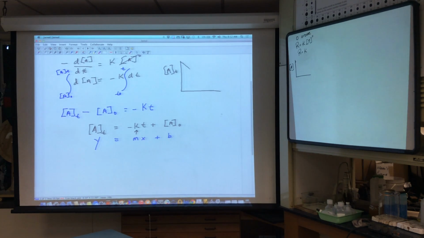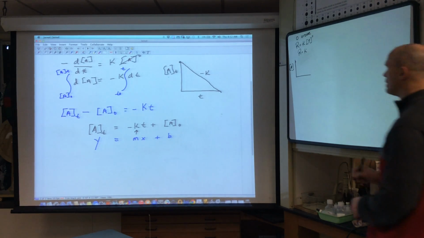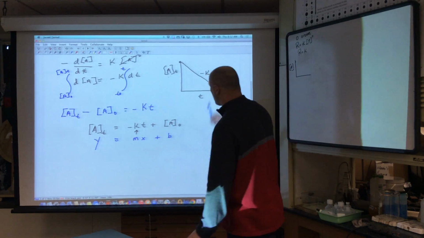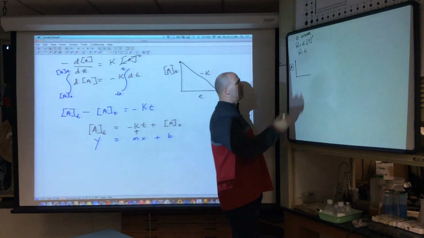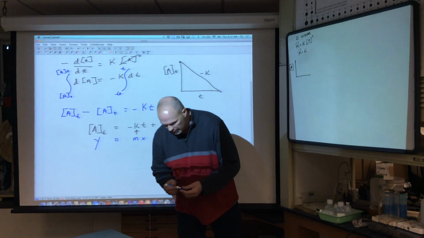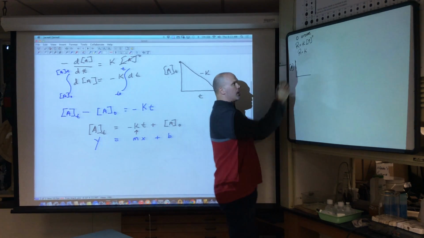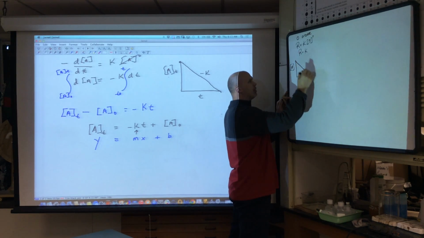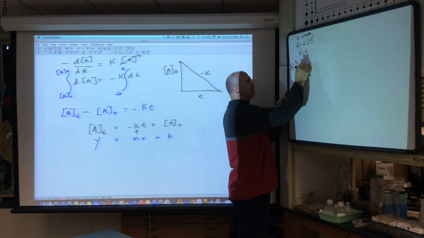Negative k. So my slope is negative k. That's my slope. My x, of course, is time period. And my A of 0 is my what? My y-intercept. My friends in chemistry, if you have a zero order reaction, you are going to have a graph plotted with a change in concentration of A over time, and it'll be a negative slope. And the slope is negative k.